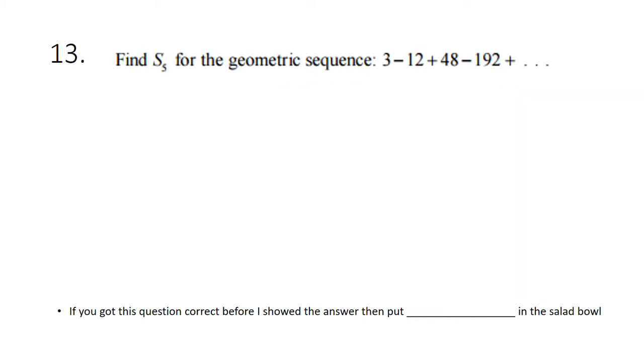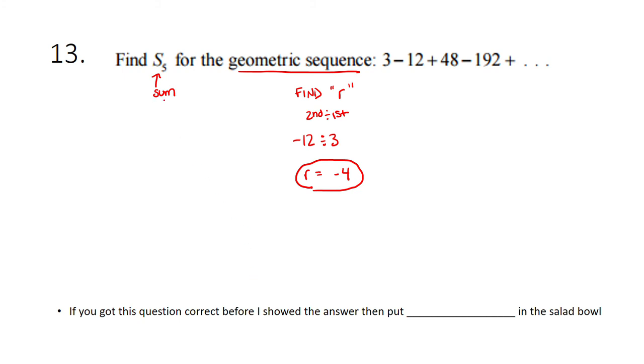Next, we have S5. This S5 stands for the sum. So we have a geometric sequence. It already tells us with a geometric sequence, the first step is to find r. The r is the second divided by the first. So it's 3 divided by, our second term's not 3. Our second term is -12 divided by 3. So r is -4.